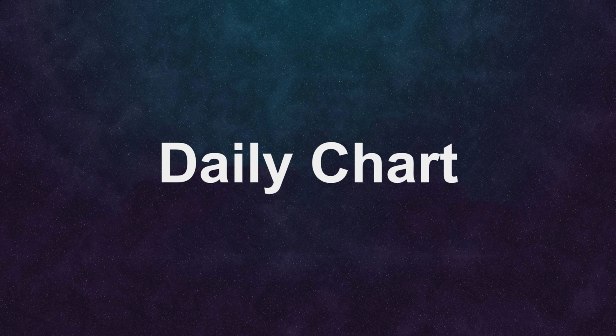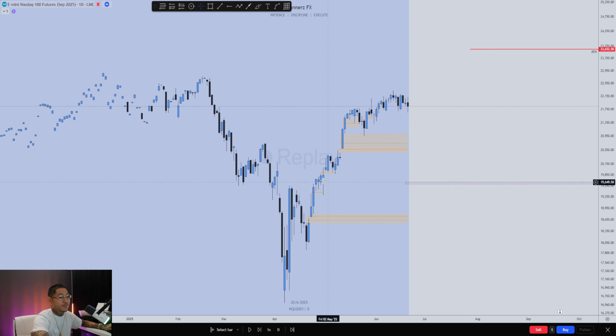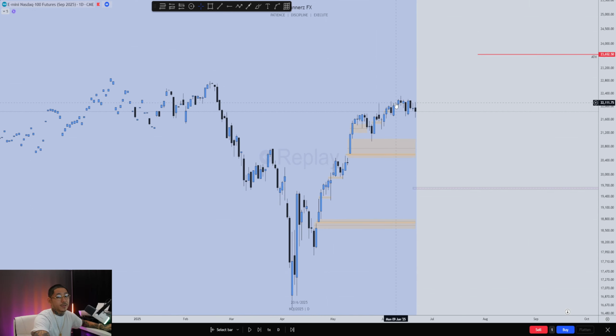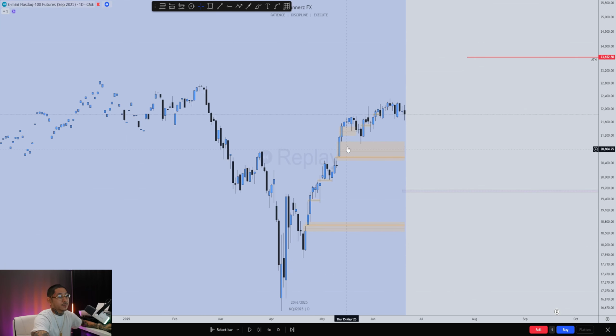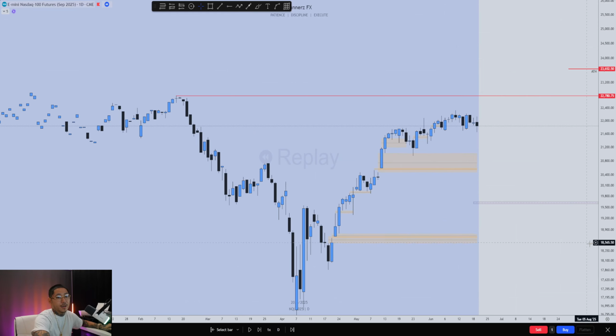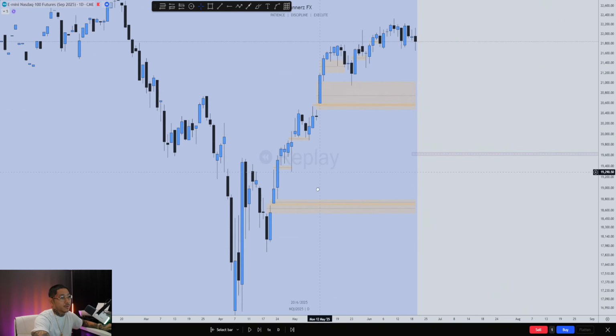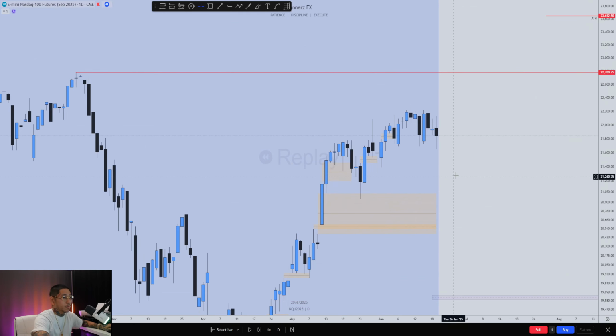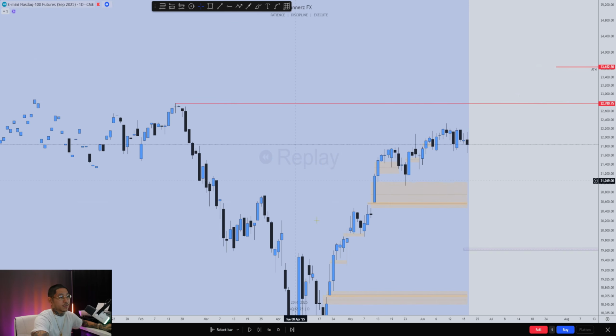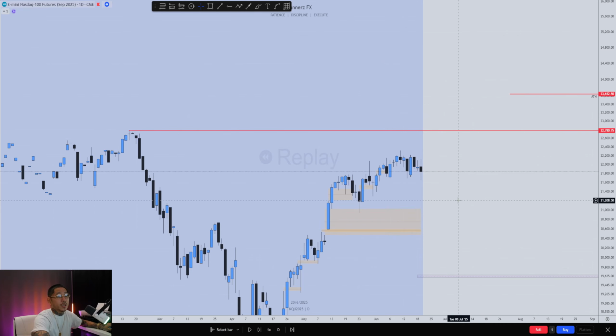This is the daily. At first glance, it looks like we're in a market maker buy model. If you don't know what that is, there are YouTube videos on market maker models you can look up. But yeah, first glance, it looks like we are towards the end of the market maker buy model. So I would think that we go to this previous high. We are respecting all of the bullish PD arrays going up. So leaning more bullish at this point, right? Overall structure is bullish.